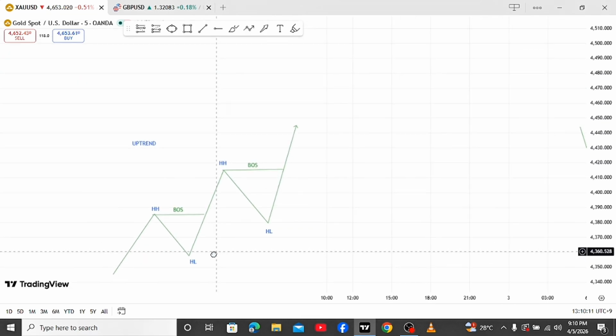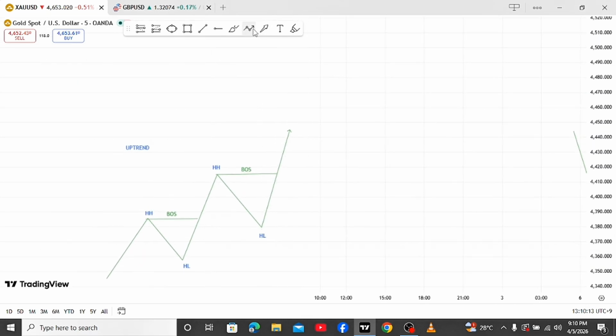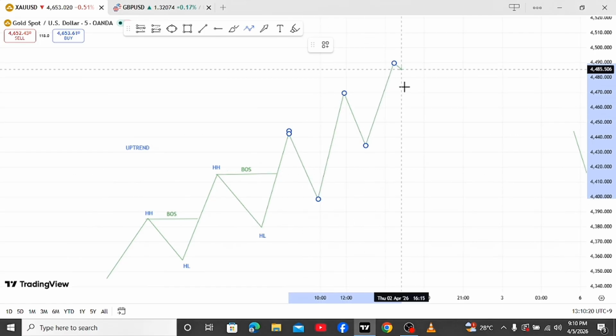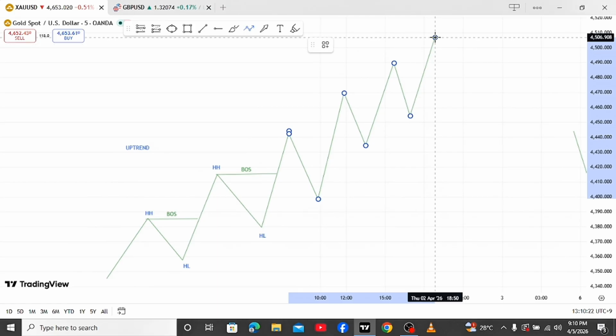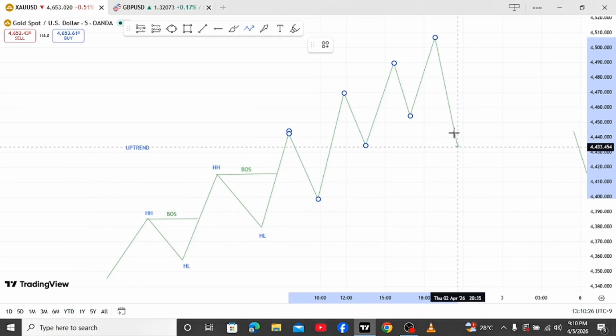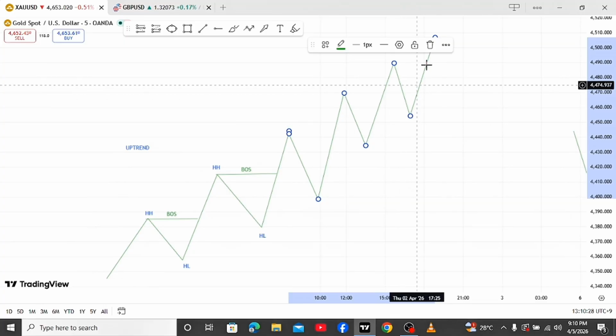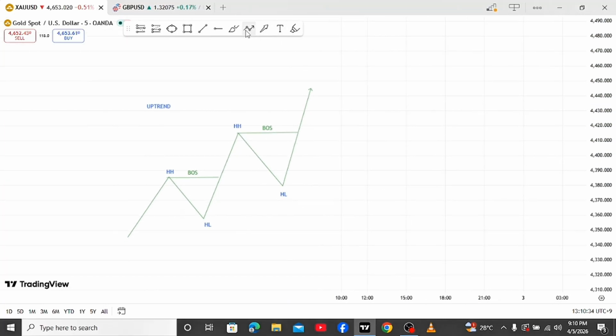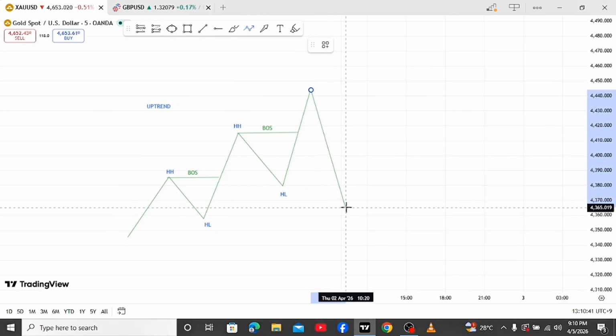But the market is not going to keep moving up forever, making higher highs and higher lows. There's going to be a point when the market is going to start moving down. And when that happens, we're going to see a market shift. A market shift is like a break of structure to the downside, but it's not called a break of structure, it's called a market shift.